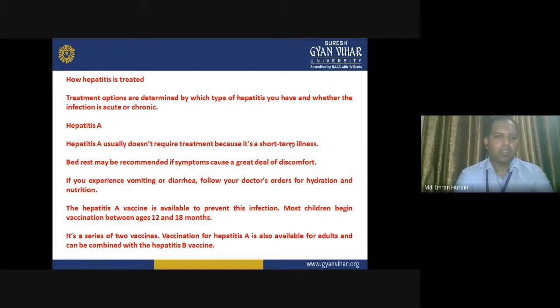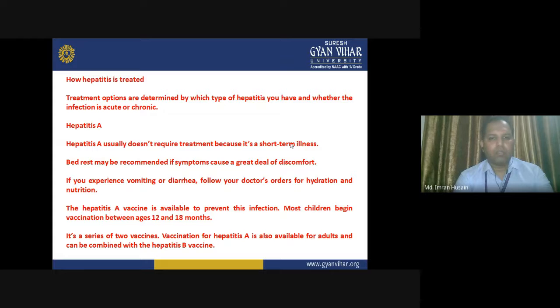So how is hepatitis treated? What are its possible treatments? Treatment options are determined by which type of hepatitis you have, and whether the infection is acute or chronic. So the treatment depends on the type of hepatitis that the individual has. Hepatitis A usually does not require treatment because it's a short-term illness. Bed rest may be recommended if symptoms cause a great deal of discomfort.